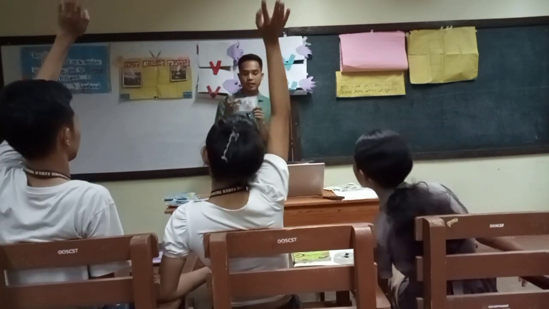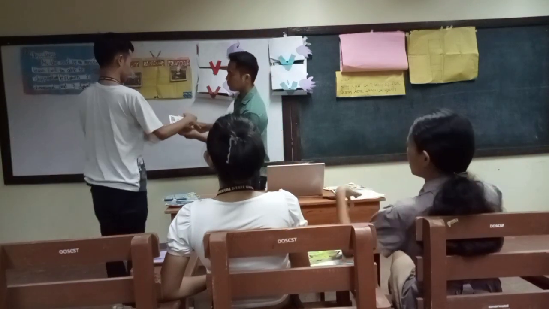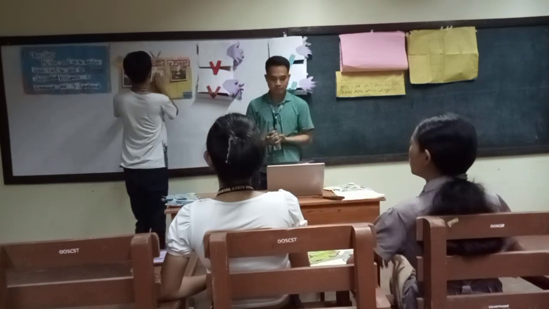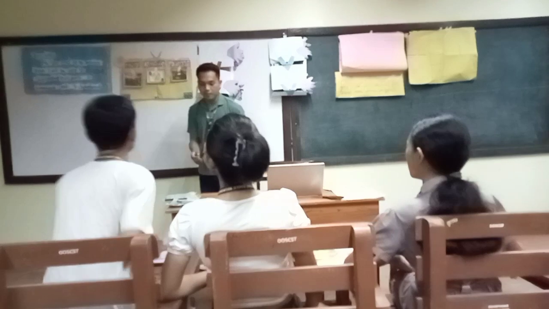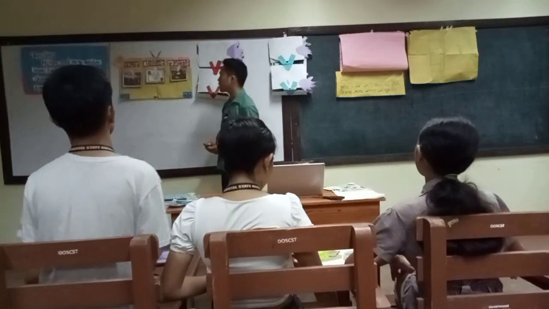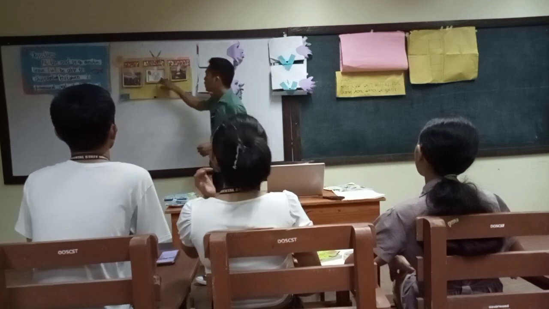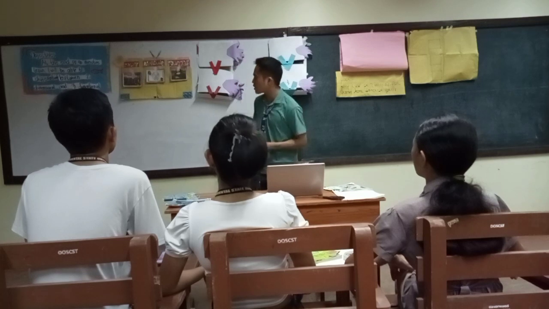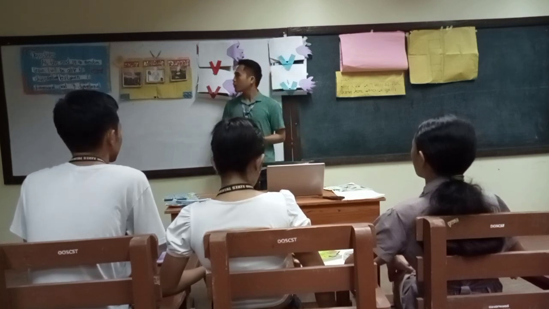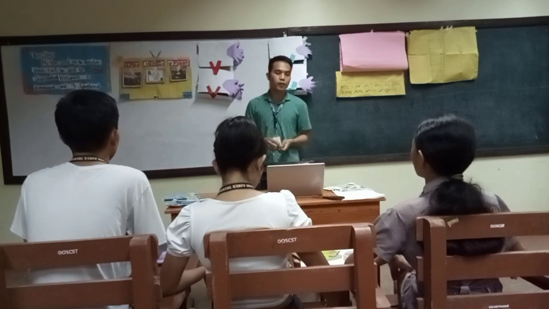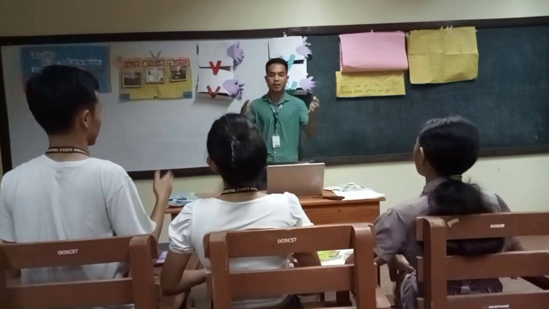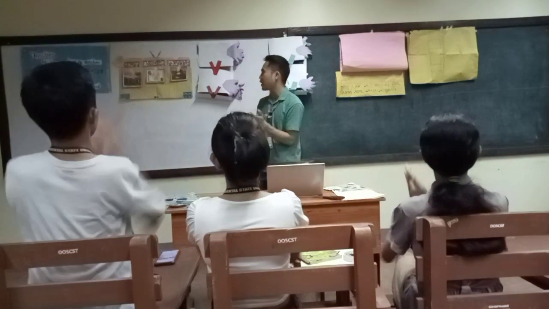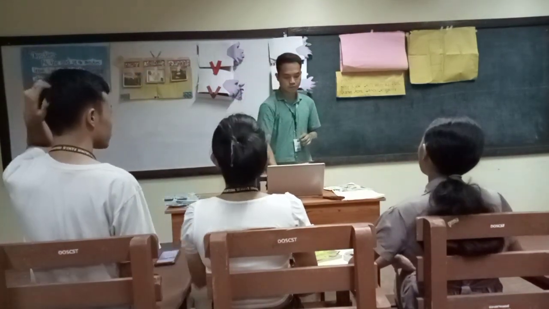So for our last image, what do you think? Okay, Gio. Do you think that Gio is correct? Yes, teacher. Very good. So Gio is correct. And so for now, class, you have already put all the images correctly. So therefore, let us give our 5 claps to ourselves. 1, 2, 3, 4, 5.